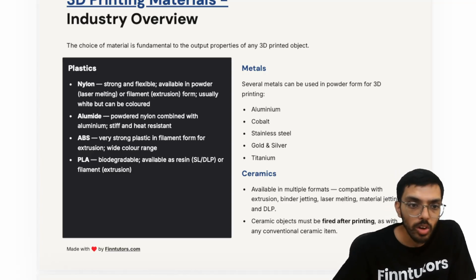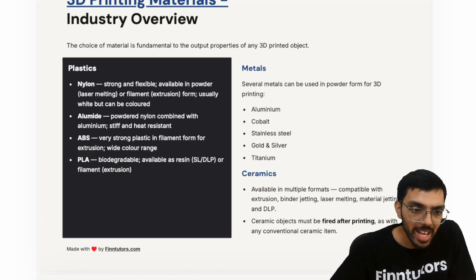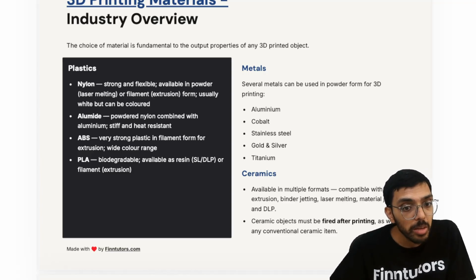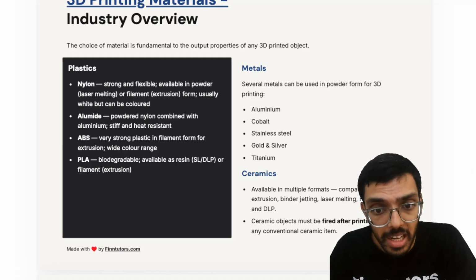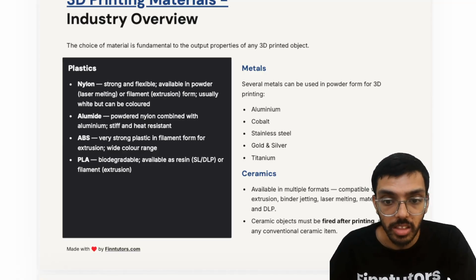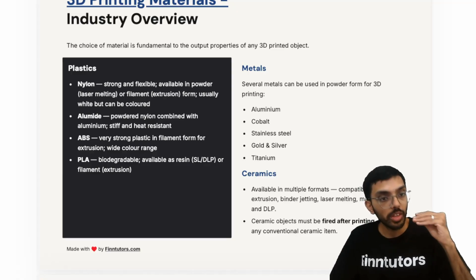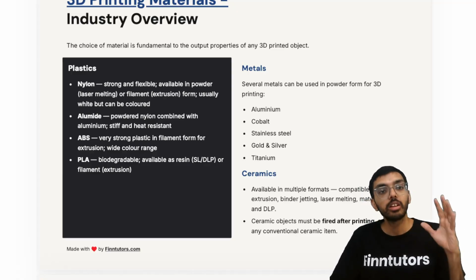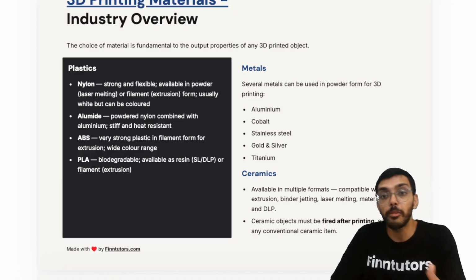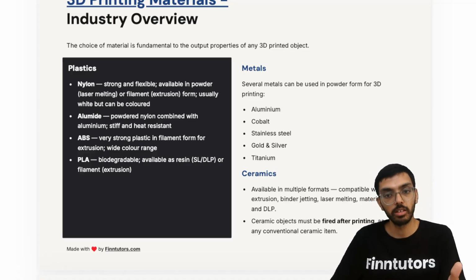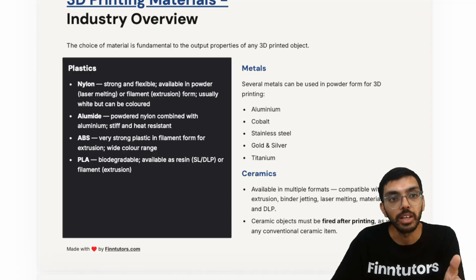So okay, plastics can be used. You can use nylon, alumide, ABS, PLA, which is a biodegradable form of plastic. You can use several metals as well: aluminium, cobalt, stainless steel. You can use ceramics as well. It depends on the type of industry the printer is being used in, and the type of product being developed using that printer.